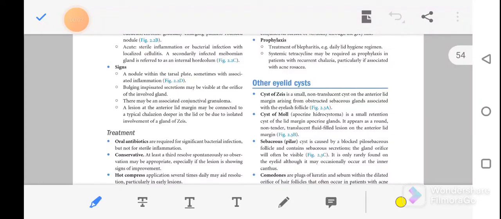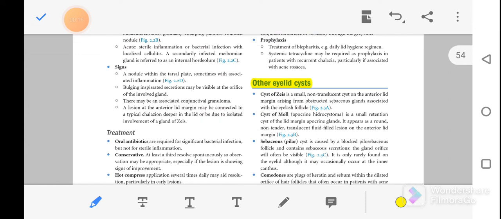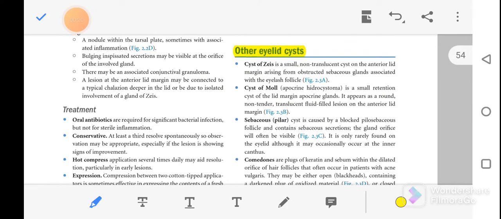In the third part of chapter 2 of Kanski, we will talk about the other eyelid cysts. In the second part of the video, we talked about the chalazion. Now we will talk about the other eyelid cysts. As we have read, the cyst of Zeiss. Zeiss is a modified sebaceous gland.